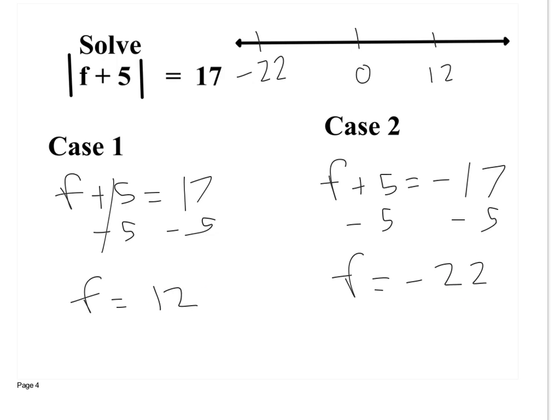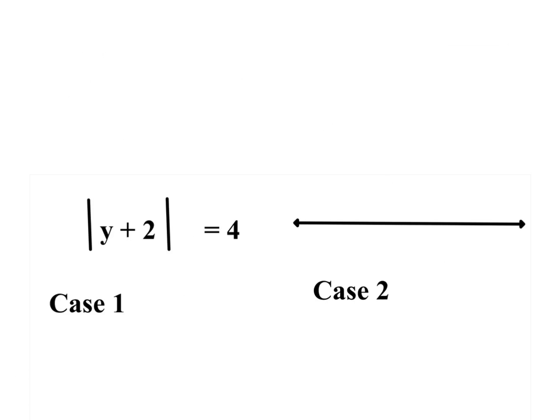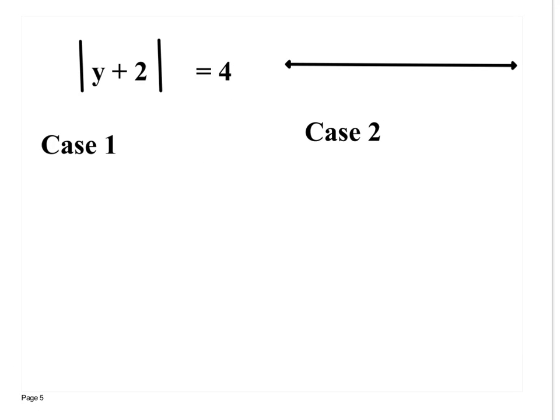How do I know which one's which? Is it just 12? Is it just negative 22? Can I tell? No, because both of them make this a true statement, right? So that's why it's both answers. It can't be just one. Everybody get that? All right, write this down.